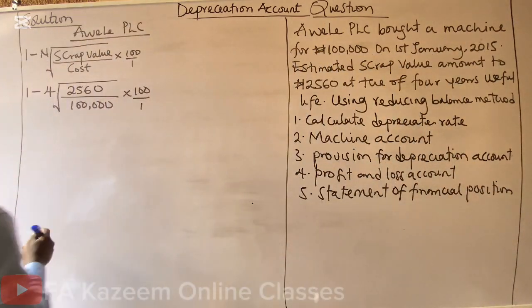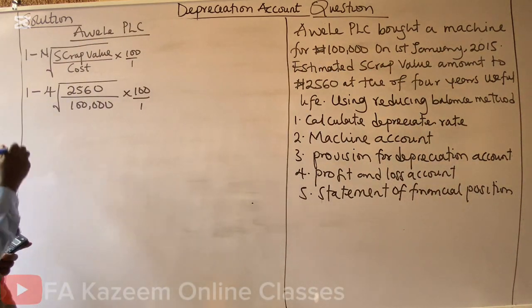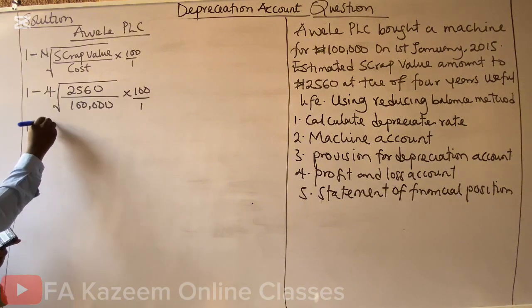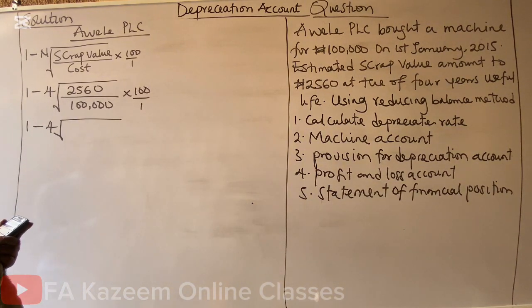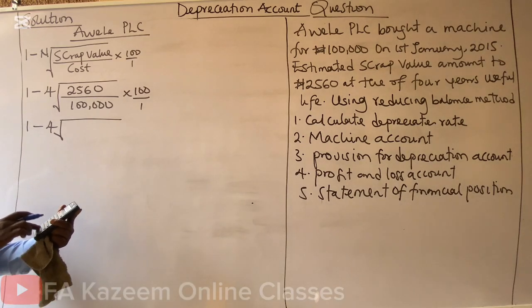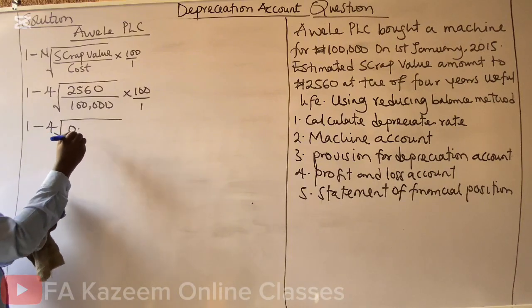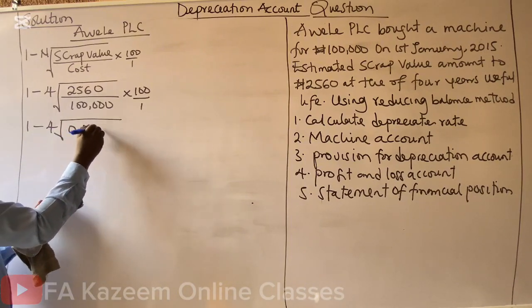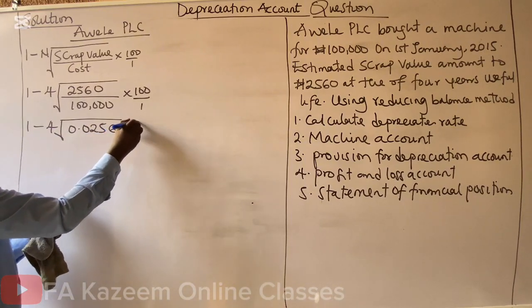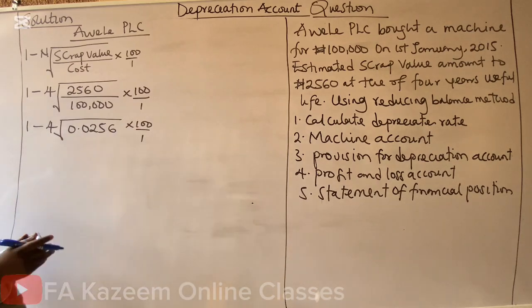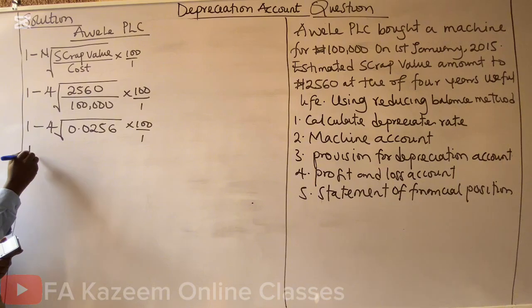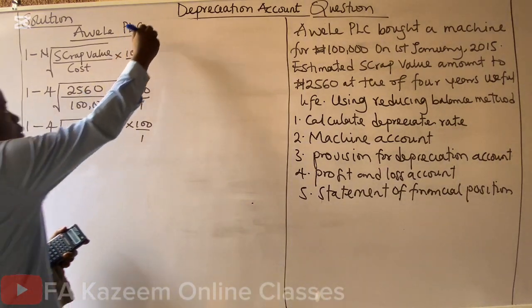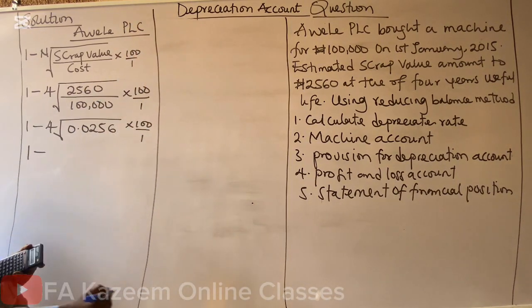The 1 remains constant to the end of the equation. 1 minus 4, let's say 2,560 divided by 100,000. What we have is 0.0256 times 100 over 1. This is where the problem is for most students. What you do next is 1 minus, please, let's pay attention to this.